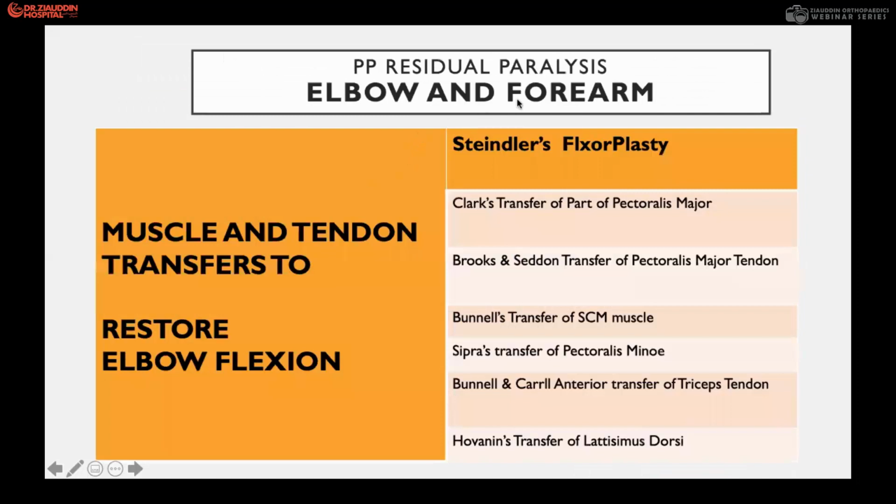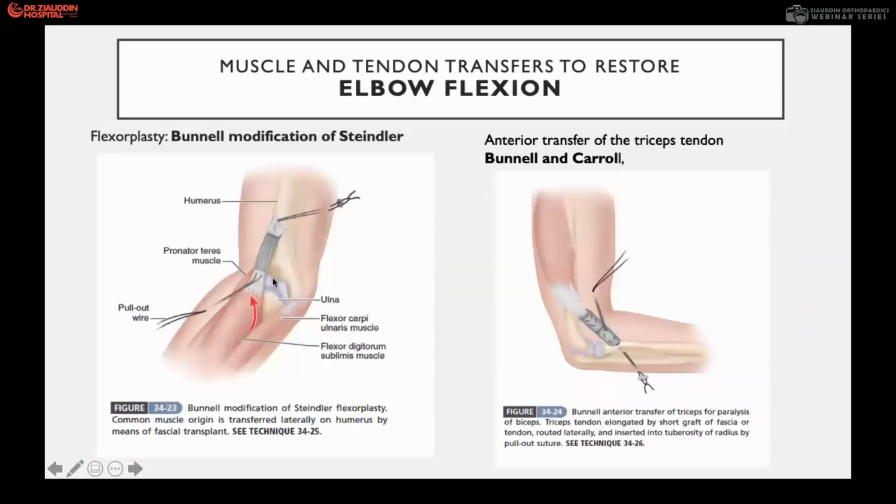Then there is the elbow and the forearm paralysis. To substitute the flexor weakness, we mostly do the external flexoplasty or Brooksman and the transfer of the pectoralis major. This is an example of the external flexoplasty, with the common origin of the flexor transferred to the shaft of the humerus, and the triceps transfer to the biceps tendon, and they act as the flexor of the elbow joint.